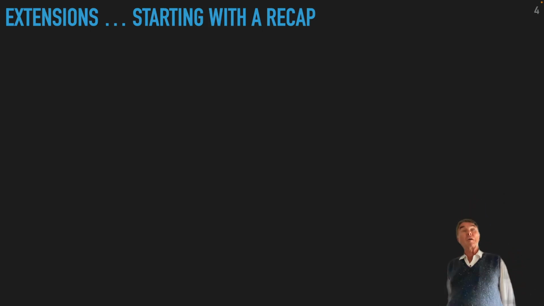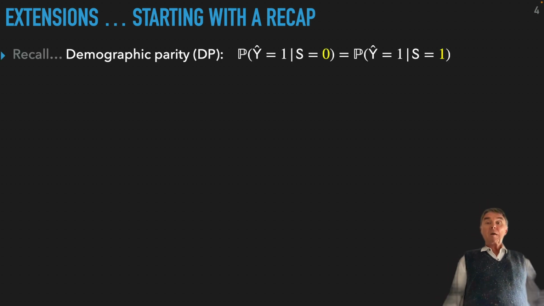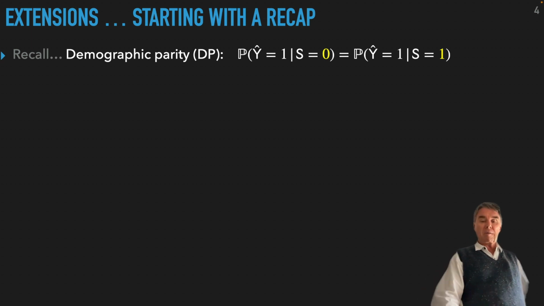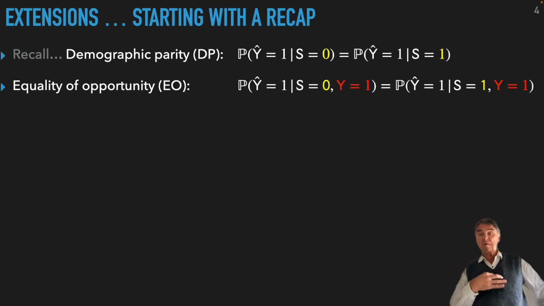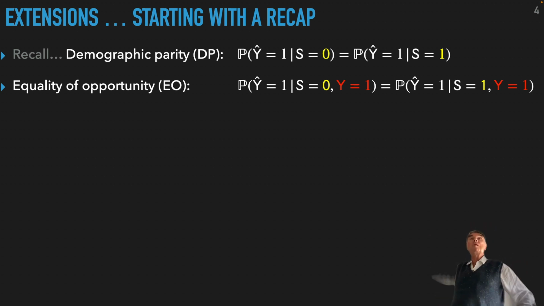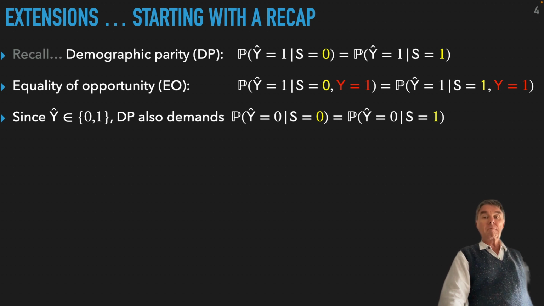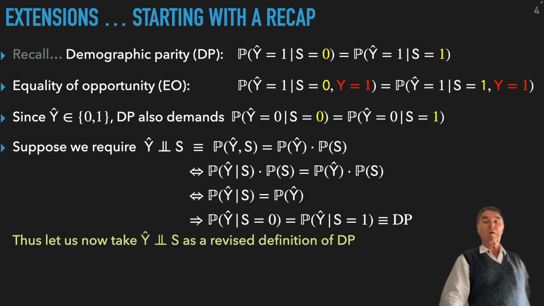So, beyond binary. Just to remind you what we covered last week, we introduced a couple of simple perfect fairness measures. Demographic parity requires this conditional probability is the same. Remember, y hat is the predictor, s is the sensitive attribute. And we also saw equality of opportunity, which was a different equality constraint. And because it's binary, DP also implies the same kind of relationship for p, y hat equals 0.